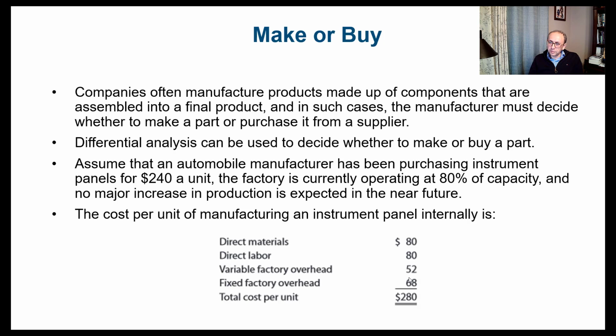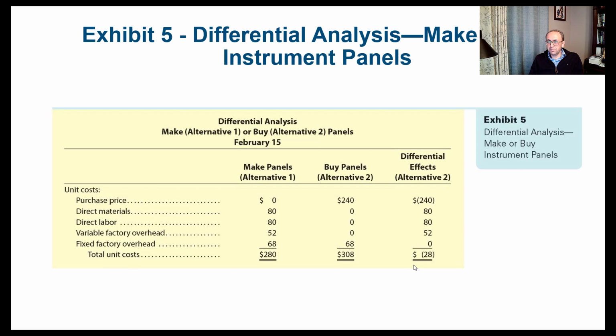One thing I want you to notice is that this fixed factory overhead is not going to go away if we decided to buy the instrument panel from a supplier. We'll still have to pay the fixed factory overhead. However, if we decided to buy it from a supplier, then only the direct material, labor, and the variable overhead are the costs that are going to be reduced. So let's do a differential analysis to see the two alternatives and which one would be more profitable, to make it or to buy it.